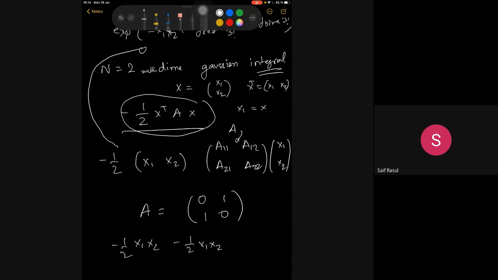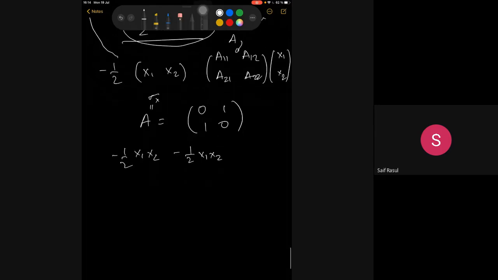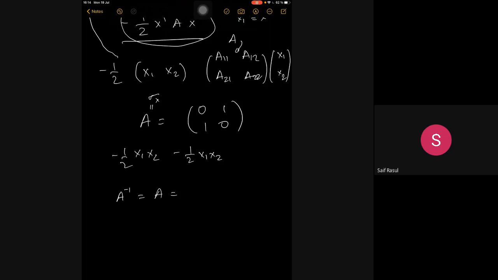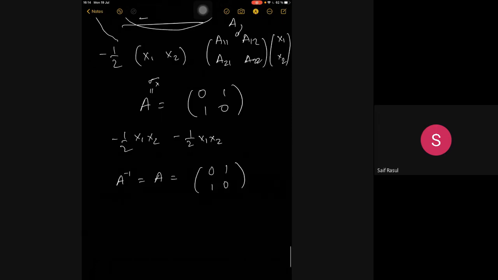So the matrix is like this, and some of you who know will recognize that this is the sigma matrix, or Pauli matrices. For those of you who don't, it's fine. The inverse of A is just A itself. You can check: multiply A two times and you will get the identity. So the inverse of A is itself.